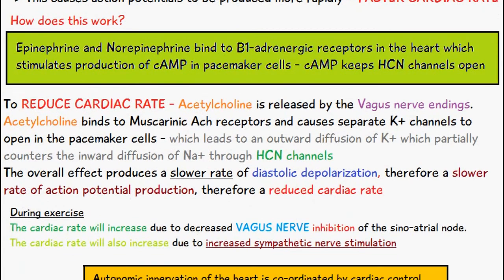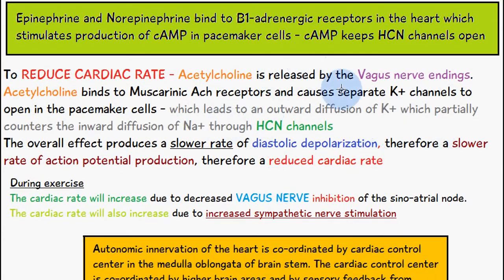Now, to reduce the cardiac rate, acetylcholine is released by vagus nerve endings. Now, the vagus nerve is a parasympathetic nerve. So acetylcholine is released, and it binds to muscarinic acetylcholine receptors, and this causes separate potassium channels, muscarinic potassium channels, to open in the pacemaker cells, and this leads to an outward diffusion of potassium.